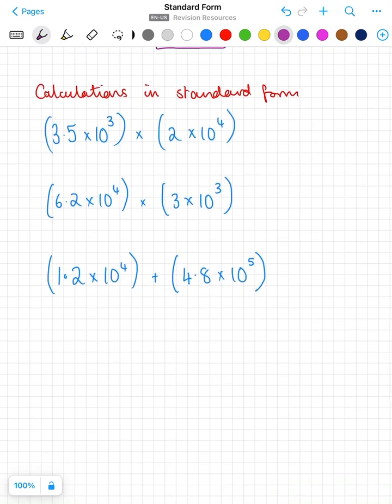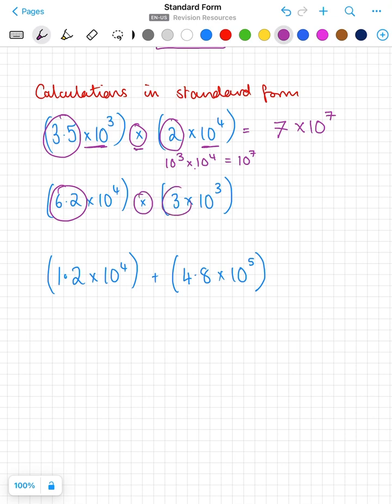Calculations now involving standard form, perhaps without a calculator. We don't need to convert each of these into ordinary numbers. We can take it step by step. 3.5 multiplied by 2 is 7. Now we can use our indice rules. So think back to your indice rules. If you need a recap, go back to our lesson. That's 10 to the 3 times 10 to the 4. Because our base values are the same, we add those indices. So that's 3 plus 4 is 7. So our final answer is 7 times 10 to the power of 7.